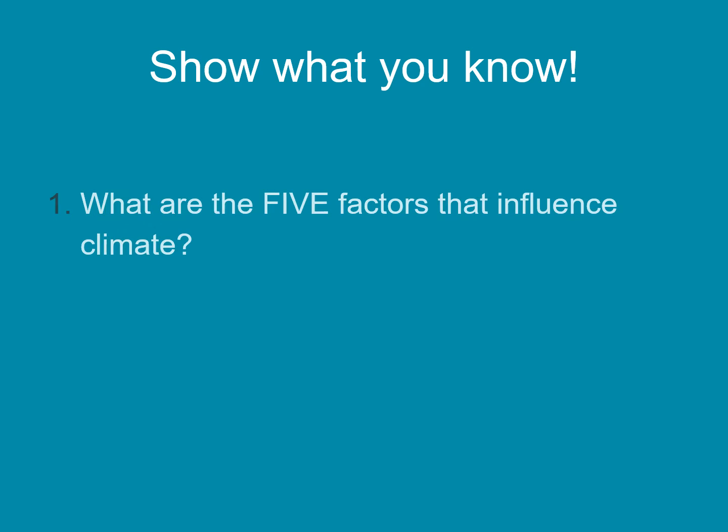All right, so show what you know. Our 5 factors that influence climate are latitude, closeness to water, which side of the mountain we're on, elevation, and ocean currents. Those are our 5 major factors that influence climate. We're still looking at precipitation. We're still looking at temperature to determine the climate, but these factors can influence or change the precipitation or change the temperature. For instance, elevation is going to make the temperature colder. Windward side is going to make the precipitation higher.